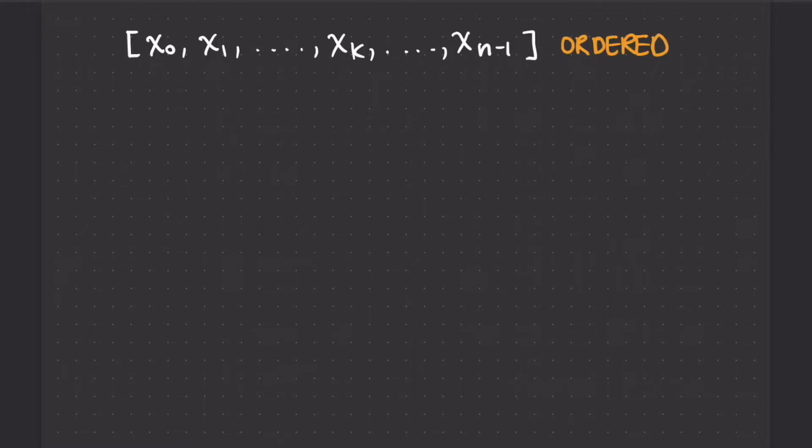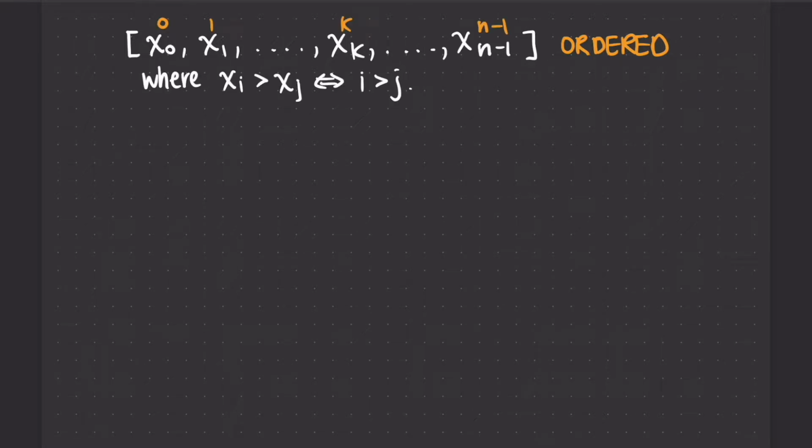Let's say we had an ordered array of n integers. So here I'll denote them as x0, x1, all the way until xn minus 1 for a total of n ordered integers in this array.